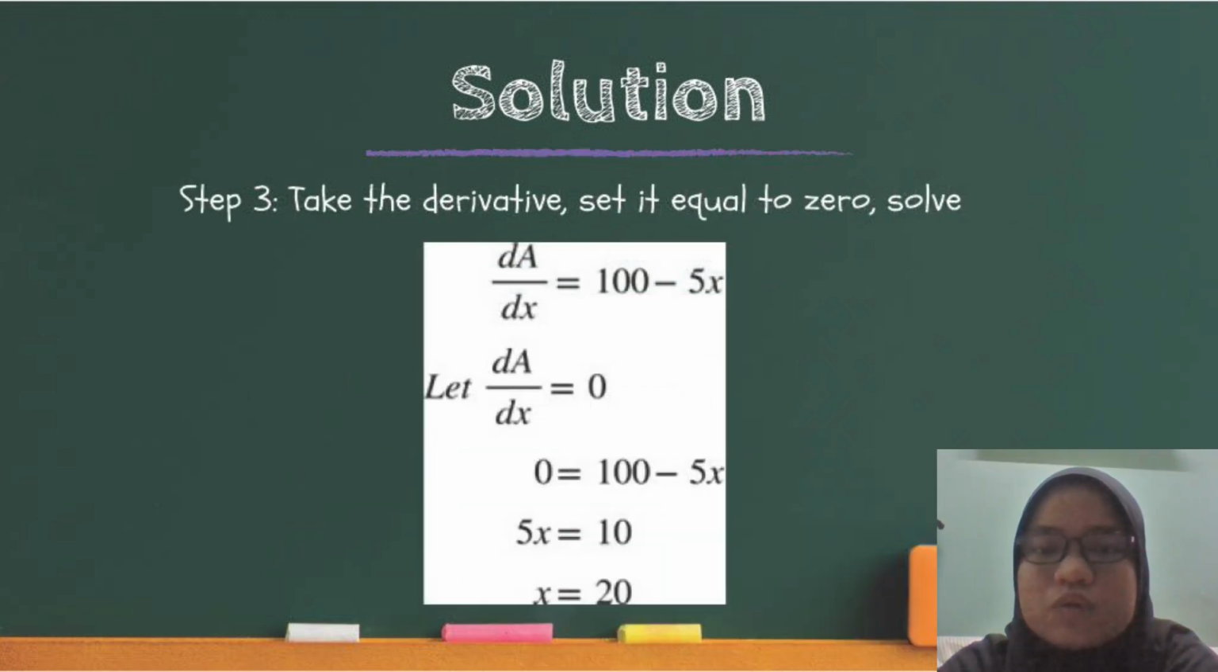Step 3. To find the value of s that maximizes the area, we need to take the derivative of the area function, set it to 0, and solve for s. First, the derivative of the area function, dA over dx, equals 100 minus 5s. The second one is to set the derivative equal to 0. dA over dx equals 0, so 0 equals 100 minus 5s. And the last one is to solve for s. So the answer is s equals 20.